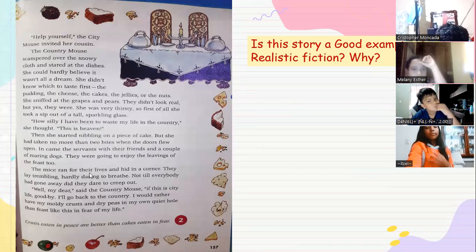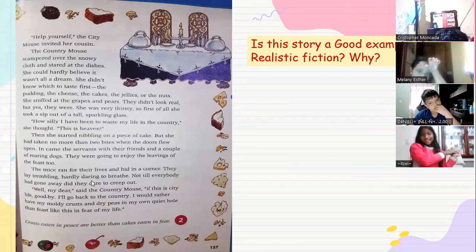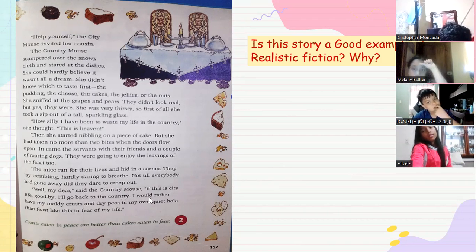The mice ran for their lives and hid in a corner. They lay trembling, hardly daring to breathe. Not till everybody had gone away did they dare to creep out. Well, my dear, said the country mouse, if this is city life, goodbye. I'll go back to the country. I would rather have my motley crusts and dry peas in my own quiet hole than feast like this in fear of my life.